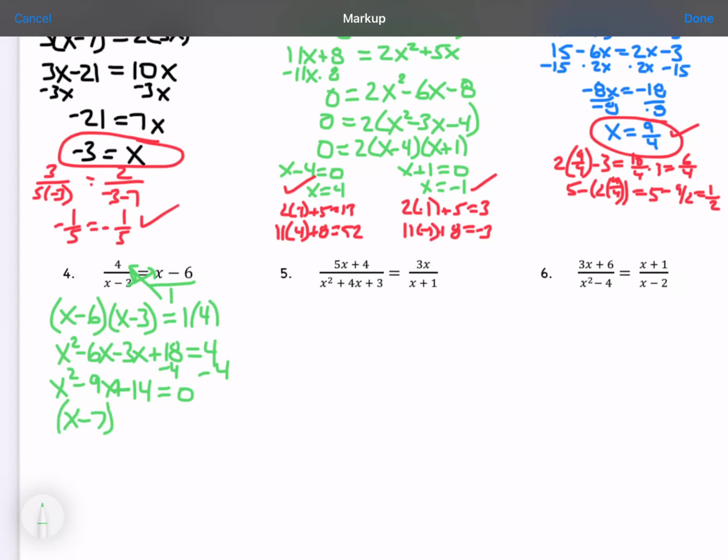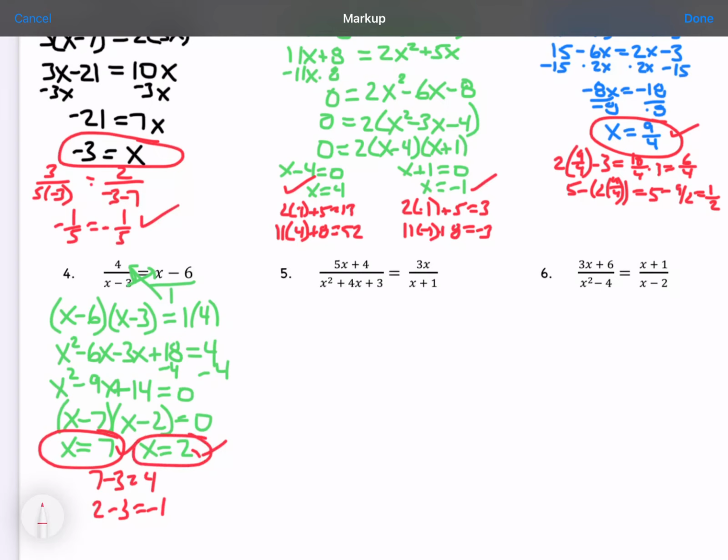So x minus 7 times x minus 2 equals 0. I feel like you guys know enough to know what x can be equal to then. What are the two things it's equal to? 7 and 2. If you need to, you can write out the extra step. X minus 7 equals 0. X minus 2 equals 0. So when we look, we only have one denominator we have to worry about. 7 minus 3 is 4. 2 minus 3 is negative 1. So they both are good. So x equals 7 and x equals 2.